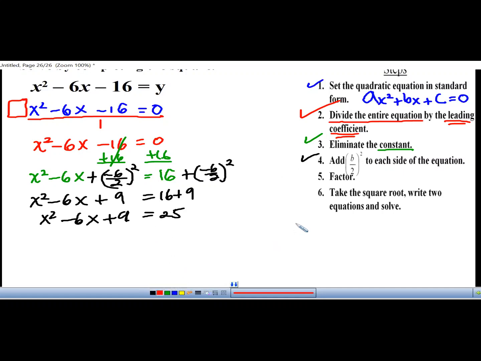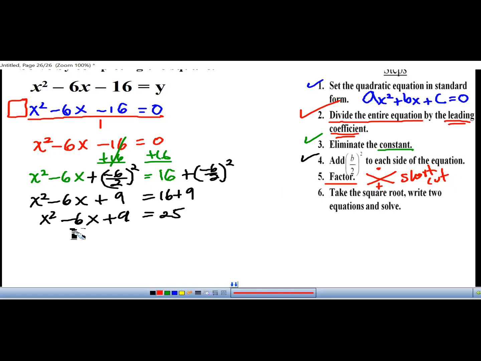Step 5 says to factor. Do we know how to factor this trinomial here, x squared minus 6x plus 9? Yes, Mr. Q. I can use the Power Rangers. Yes. However, look up. I'm going to use a shortcut because now I know this is a perfect square.